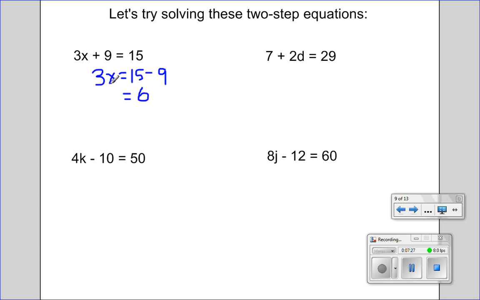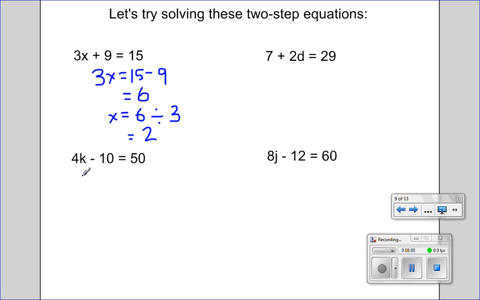Now I can move the 3. So I'll leave the x on its own, keep the 6, and since I multiplied on the left side, I'm going to divide. So 6 divided by 3 equals 2. Again, I can check this. Go back to my original equation. 3 times 2 is 6. 6 plus 9 is 15. It works.